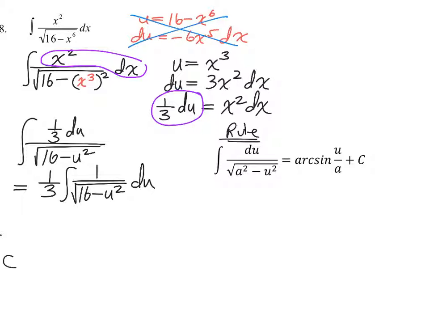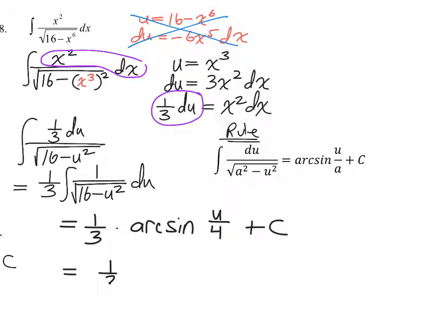4. All right, so my antiderivative here is gonna be 1/3, constant multiple, you leave that alone, multiplied by arc sine of U over 4 plus C. So 1/3 arc sine of X cubed over 4 plus C. Okay, and again, you're only getting that based on the fact that this is a 16. The rule says it should be A squared. In order for A squared to become 16, A had to be equal to 4.